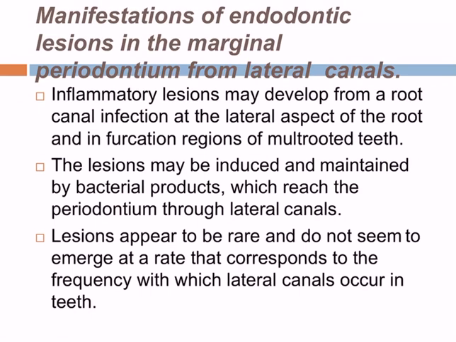Inflammatory lesions may develop from a root canal infection at the lateral aspect of the root and in furcation regions of multi-rooted teeth. The lesions may be induced and maintained by bacterial products which reach the periodontium through the lateral canals. However, such lesions appear to be rare and do not seem to emerge at a rate that corresponds to the frequency with which lateral canals occur in the teeth. So there are many lateral canals in the teeth, but don't expect that through each of the lateral canals you are getting lesions. Not at that rate, but yes, they can appear through the lateral canals.